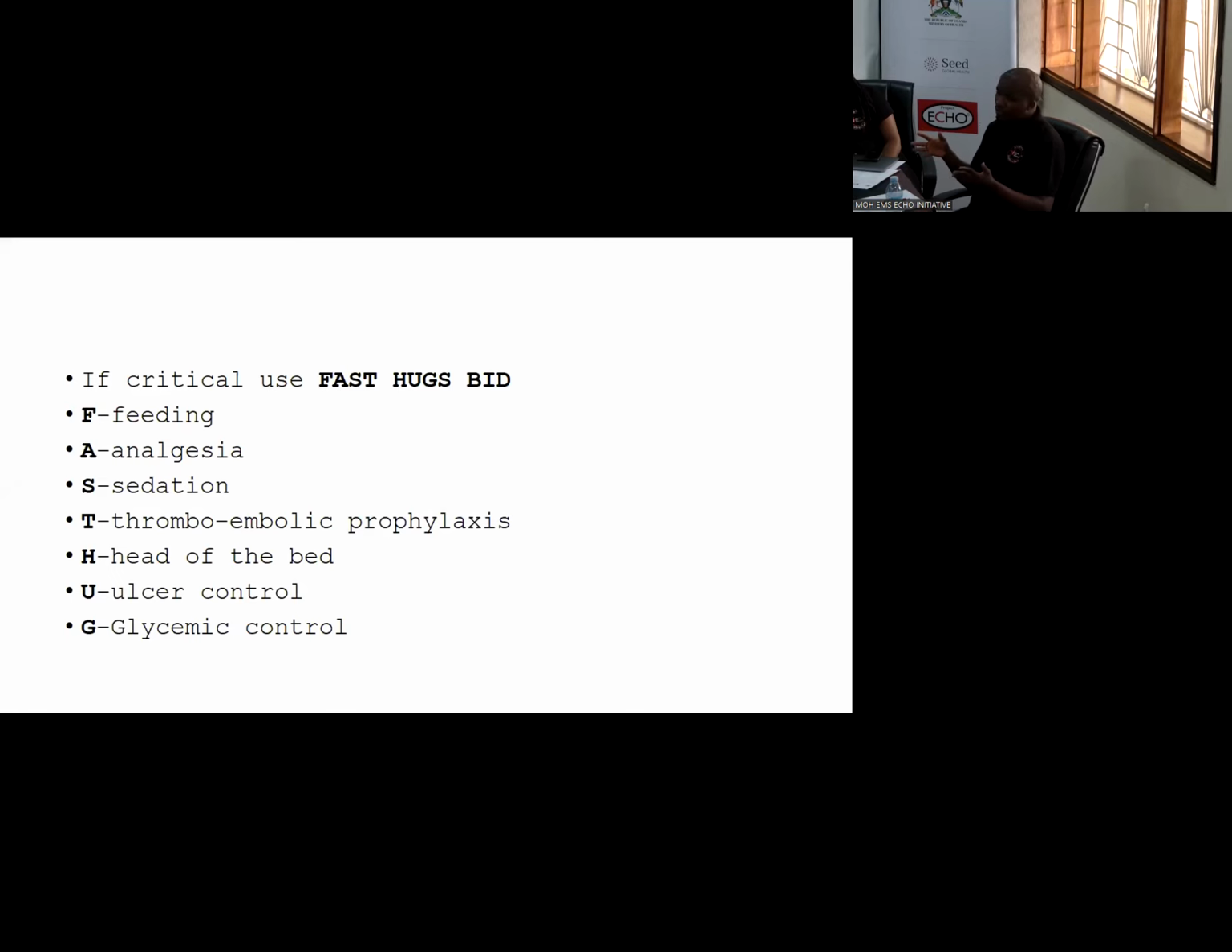Glycemic control: if the patients are completely sedated, there is a high chance that we are going to do either under or overnutrition. So let's make sure their blood sugar levels are in range. Next slide.